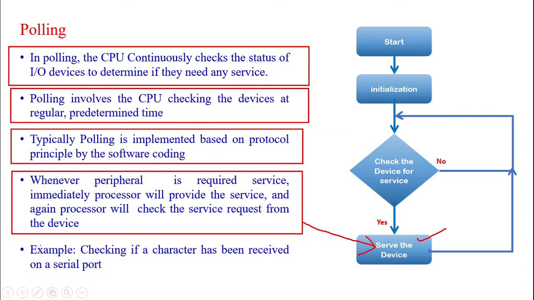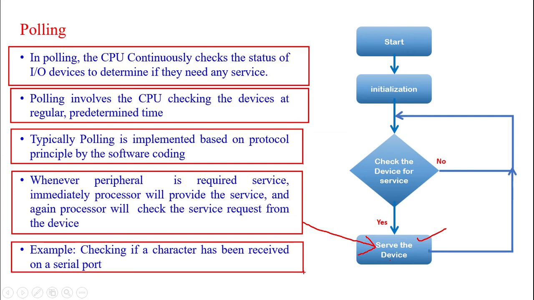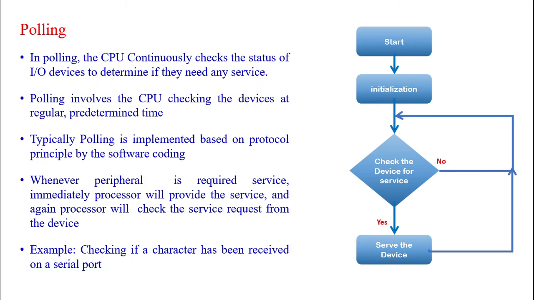Okay, but one example I have taken here for polling is checking whether a character is received or not on the serial terminal. So if you are connecting any serial communication terminal or serial communication process, whether you have received any character or not. If you received, do the processing and go to the next character. If you have not received, do nothing. So this complete process is called polling. Checking a character on the serial terminal is one best example. Like this, we can give a number of examples that I'll be explaining in the upcoming videos.